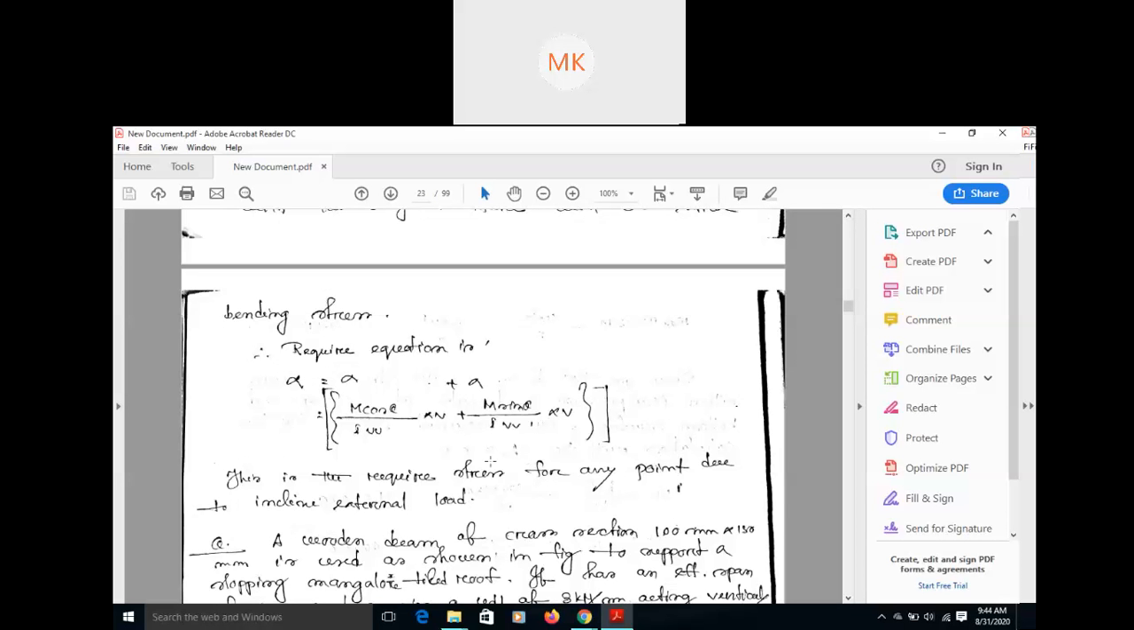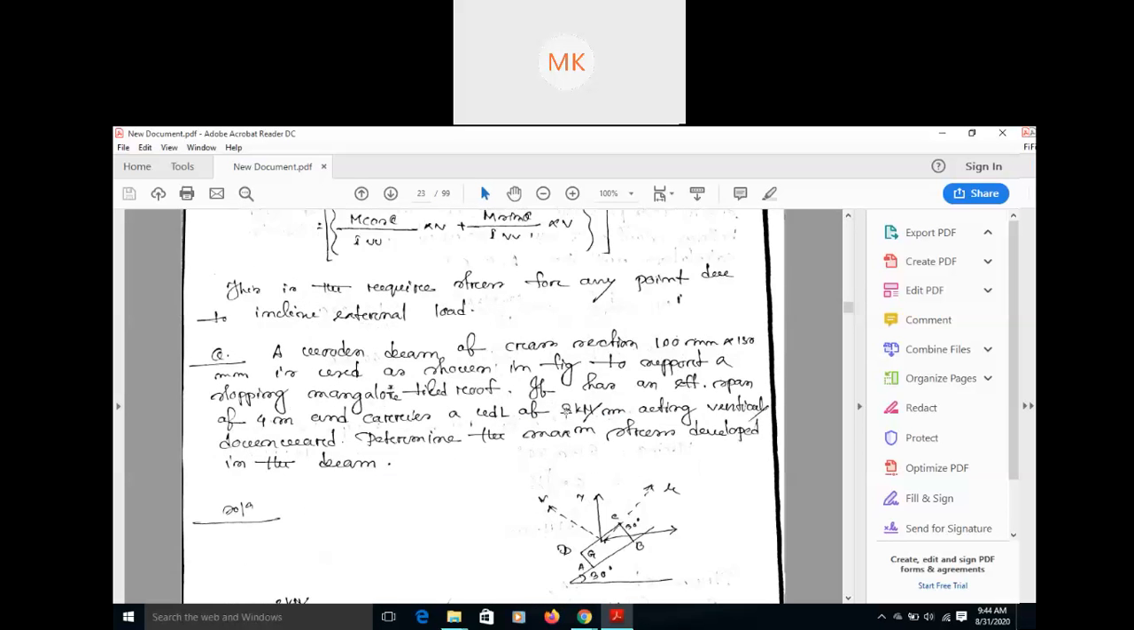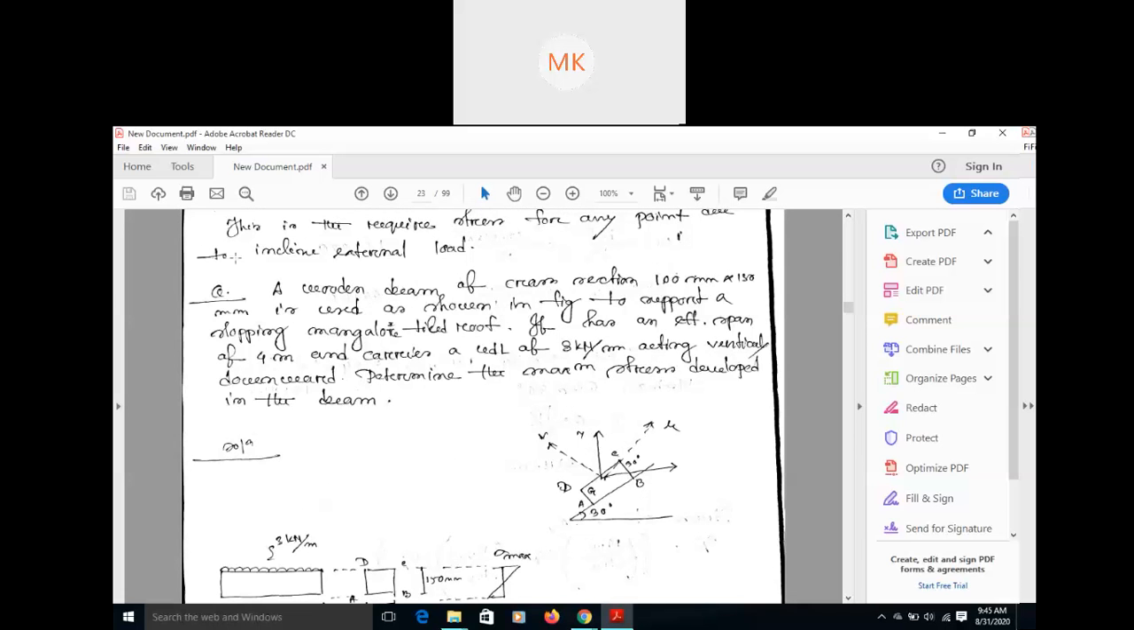And this formula, I think all of you please remember, this is u, not v. Okay, last part. This is M cos theta by I_u into v plus M sin theta by I_v into u. This is not v, this is u. This is v. Here it is wrong. Please correct it. This is u. Okay. So here, see one question.